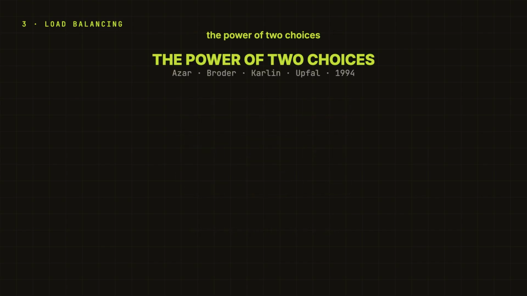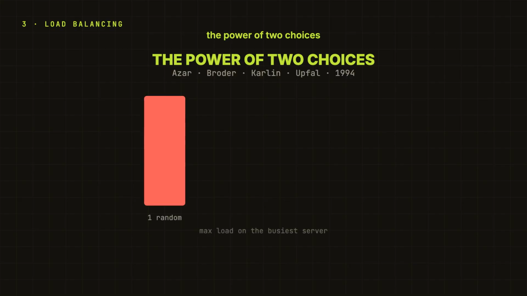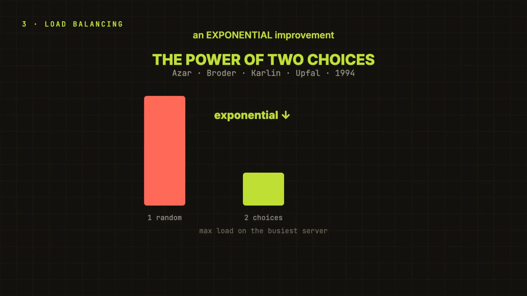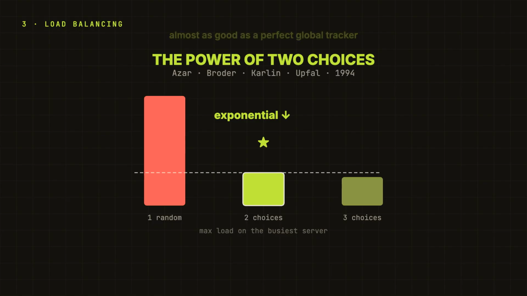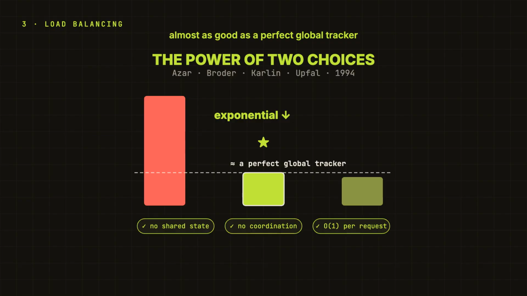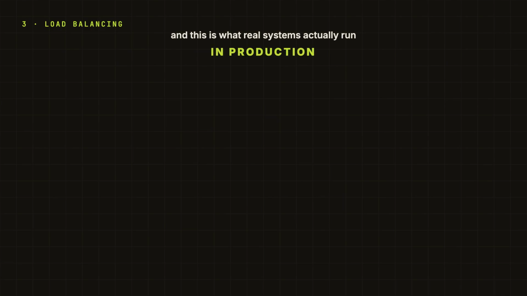But there is a classic result from the 90s, the power of two choices. And it says that just going from one random pick to two gives us an exponential improvement. And here is the interesting part, going to three choices barely helps. It is only a tiny bit better than two choices. So, two choices is the sweet spot. That is why it is called the power of two. Two random checks, and we are already almost as good as a perfect global tracker, with no shared state, no coordination, and constant work per request.